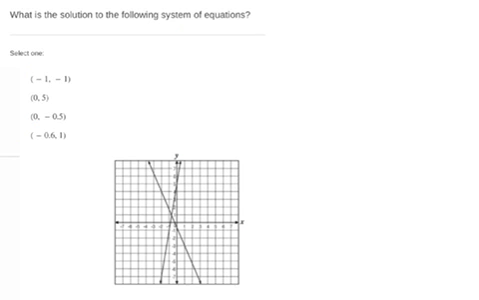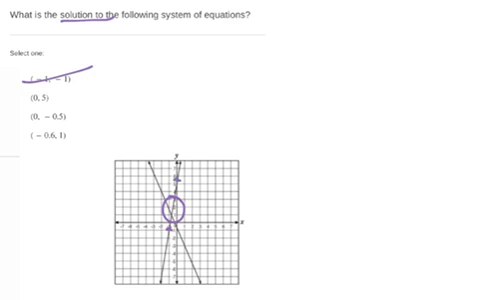Alright, so for this next one, all I would do would be process of elimination. So it says it wants the solution. The solution is just where it meets, okay? So that's what we're looking at right here. So negative 1 is down here. That's not where they meet. Get rid of that one.